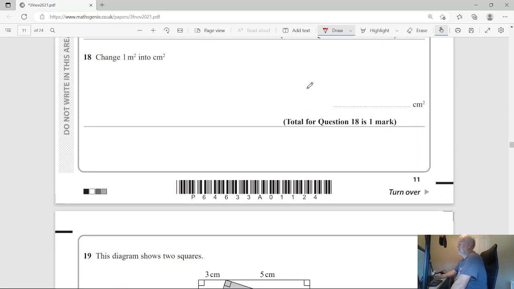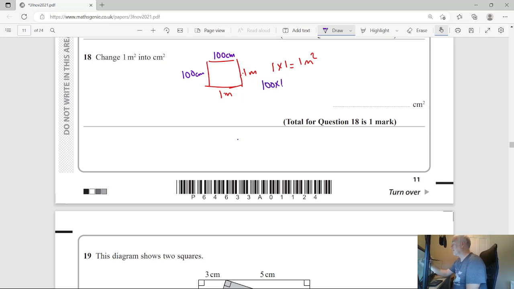Question 18. Change 1 meter squared into centimeters squared. Very common mistake that happens on this one. Here's my square. That's 1 meter. That's 1 meter. 1 times 1 gives me 1 meter squared. Now thinking about this in relation to centimeters, that's 100 centimeters long, and that's 100 centimeters wide. So this time I've got 100 times 100, which gives me 10,000.